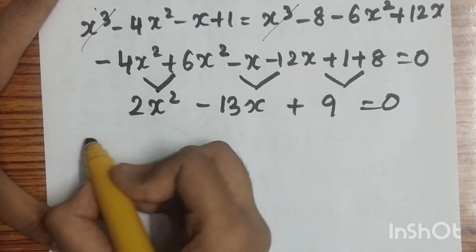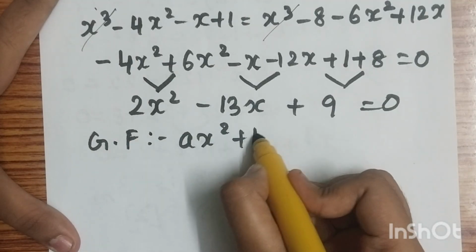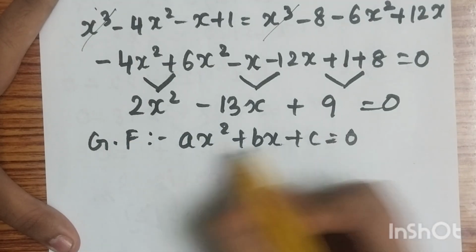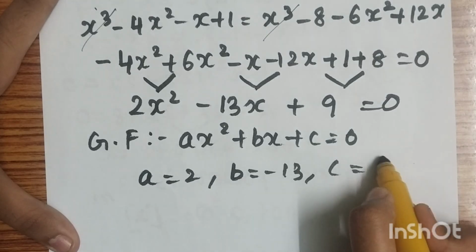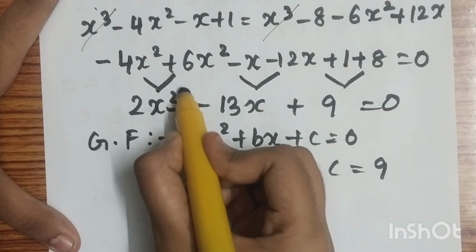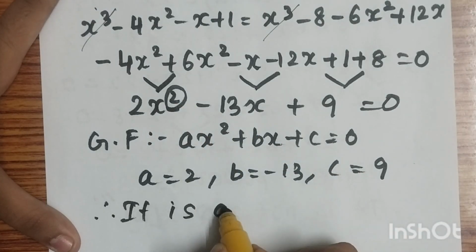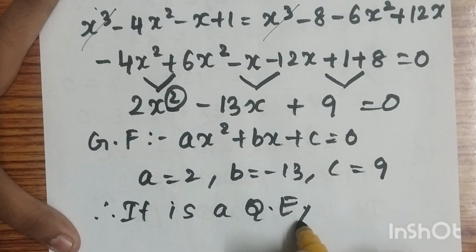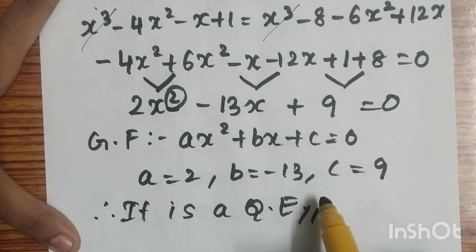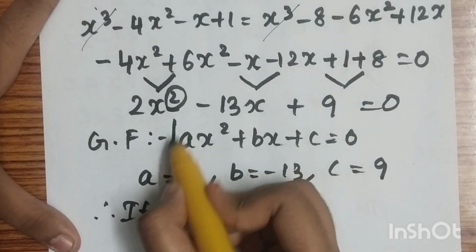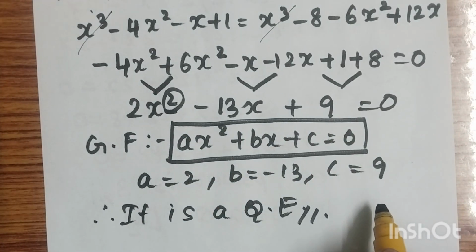So it resembles our general format, which is ax square plus bx plus c is equal to 0. So a is 2, b is minus 13 and c is 9, and also our highest power is 2. So it is a quadratic equation. The basic thing to know: a quadratic equation has highest power 2, and this is the general format which you have to remember. Okay, so that's it. Thank you.